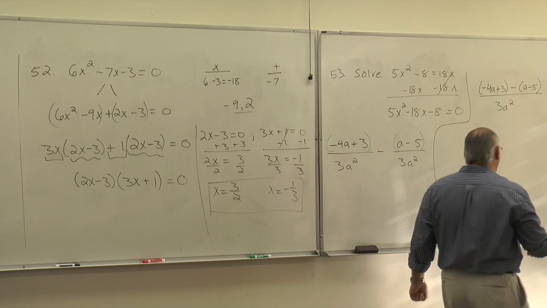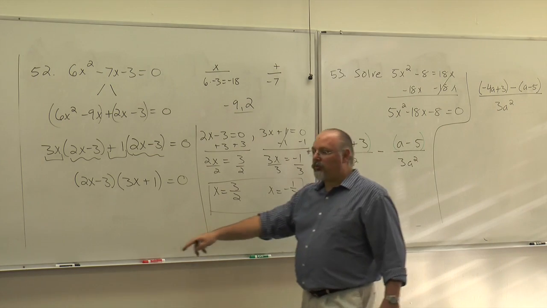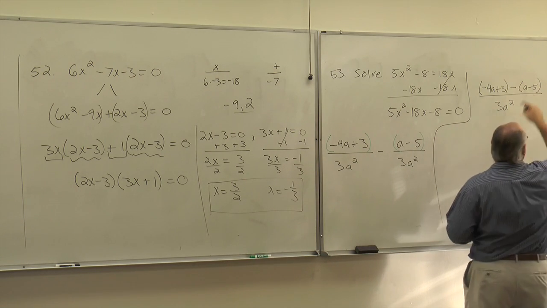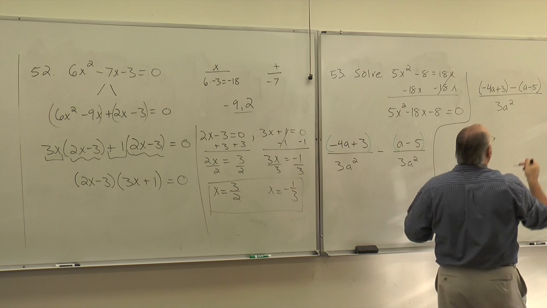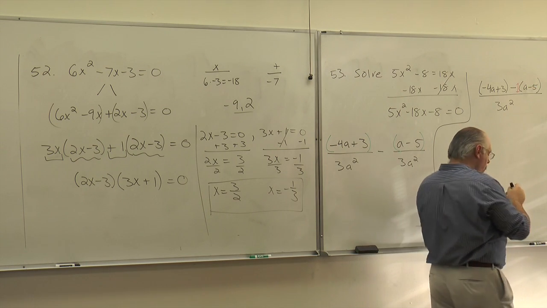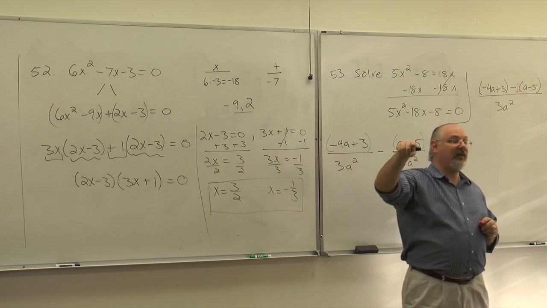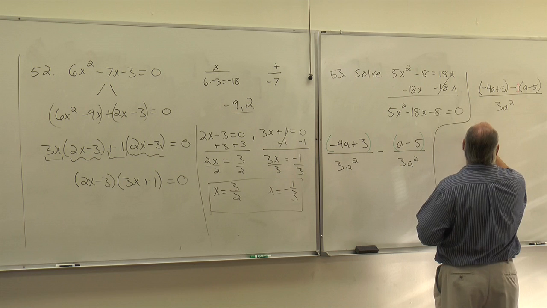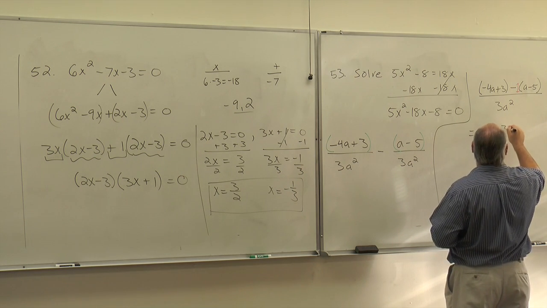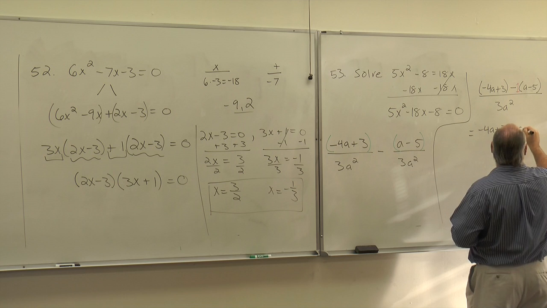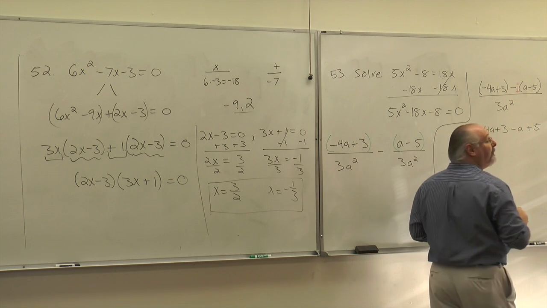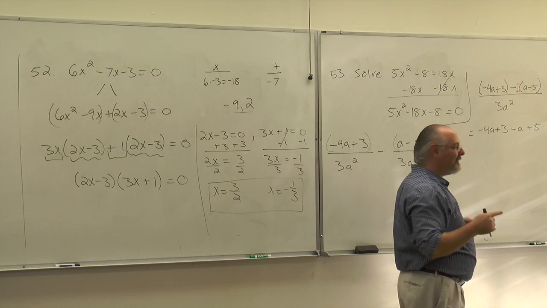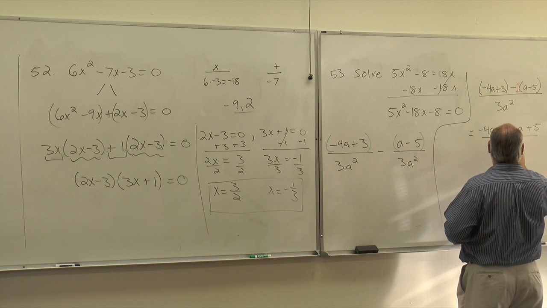Because what you have to do here, we talked about this with a problem earlier, is we have to subtract something in parentheses, which means we kind of have to put a 1 in there and distribute that negative 1, or distribute the negative, depending on how you want to say it. So this becomes negative 4a plus 3, and it becomes minus a plus 5, because it's negative 1 times negative 5. It's a positive. Over 3a squared.